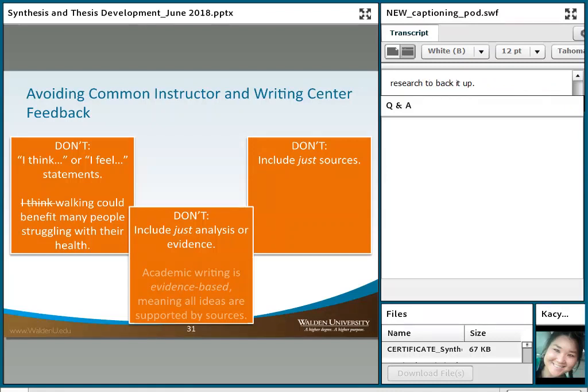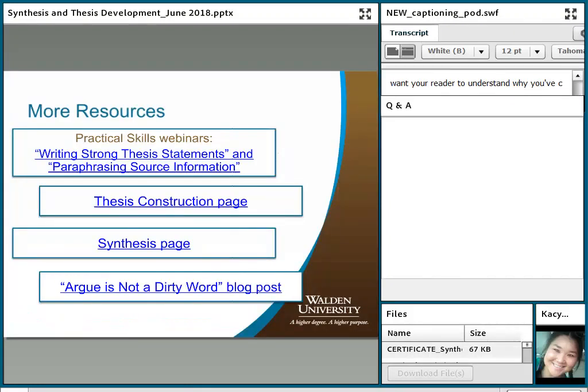Another common piece of feedback is to not include only analysis or only evidence, that they're both two important pieces of academic writing. Academic writing is evidence-based, meaning that all of your ideas need to be supported by sources, but you still need those ideas, right? Your paper shouldn't be completely filled with quotes or paraphrases from other people's writing, but it also shouldn't just be your own thoughts or ideas, because then it can seem like they're just opinions. It can seem like you don't have any research to back it up. And then again, don't include just sources.